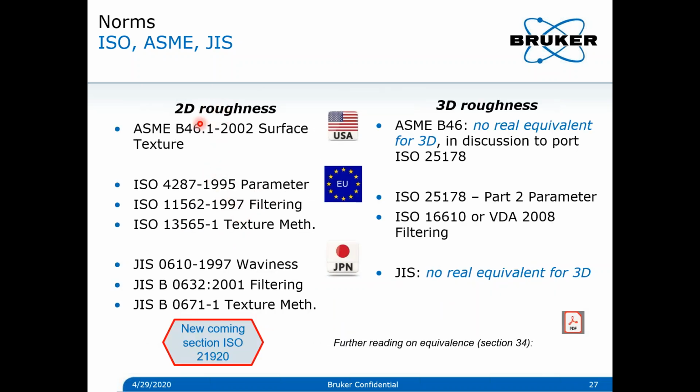So the comparison between these three norms for 2D and 3D roughness is shown here. In ISO, you have a counterpart over here with ISO 25178. But if you look at the 2D reference parameters in ASME, there is no real equivalent over here. Also in JIS, there is no such equivalent between the 2D roughness and 3D roughness. So there are people who use the 2D roughness in ASME and JIS interchangeably with the 3D roughness, and that's okay. So now let's move on to 2D filtering.